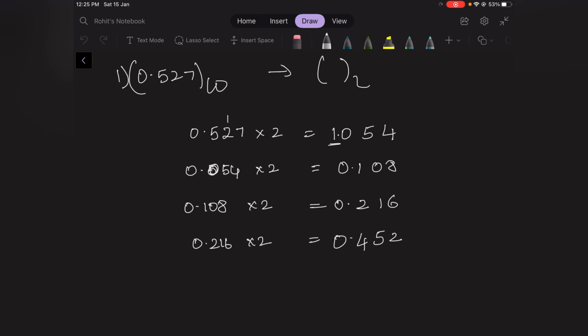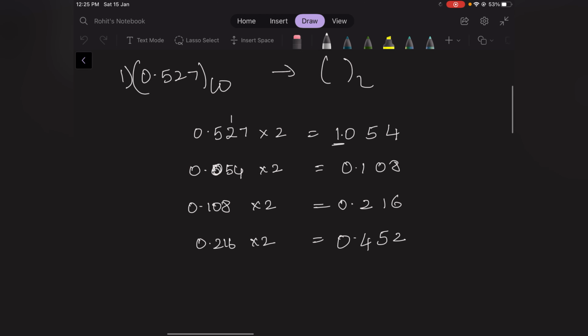Now we should only consider the values before the decimal point, and write them in order from top to bottom. So the binary value for 0.527 would be 0.1000 to the base 2. We have to add a decimal point because this is a number which has a decimal point. So 0.1000 is the final binary value for the decimal number 0.527.